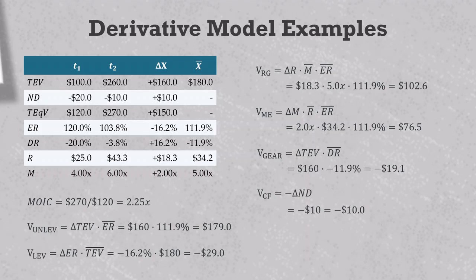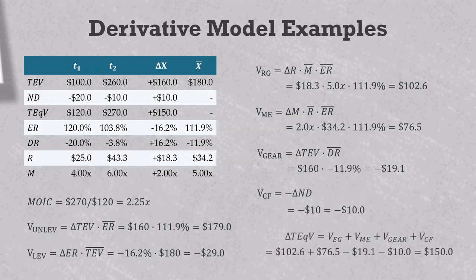All right, the last element is the $10 million increase of negative net debt corresponding to cash burned and $10 million of negative cash flow generation. And when you add up the value drivers, you get the expected total equity return of $150 million.